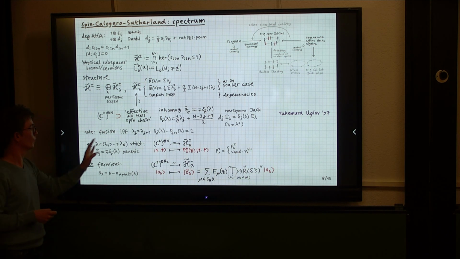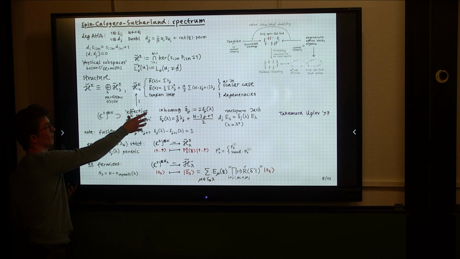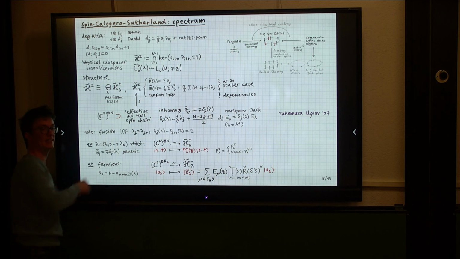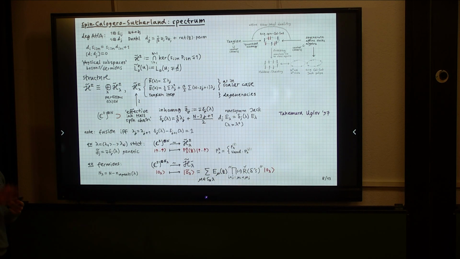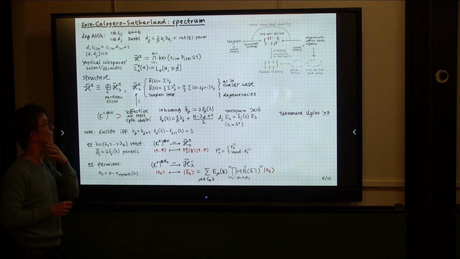And one thing that's extremely nice is that in the case that fusion appears, which is very often, this effective spin chain is precisely the invariant subspace that we had before. So we don't need to take quotients, we don't have any problems. The Bethe ansatz will work really nicely for us. So let me give two examples to make it a bit more concrete.